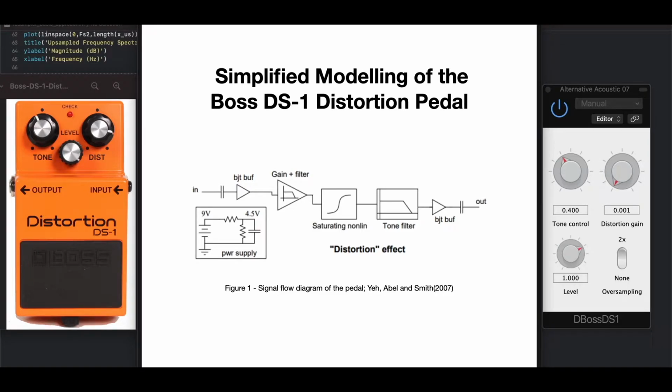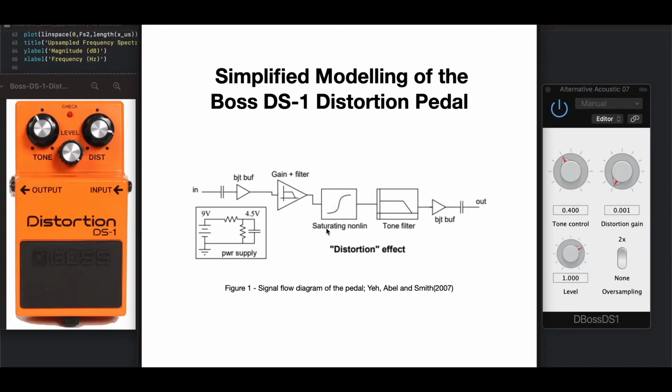The guitar pedal is made up of 5 important stages. The first one is the input buffer. This applies some frequency filtering and also boosts the signal using a transistor. The next stage is the operational amplifier gain stage. This stage applies some more filtering and boosts the signal even more.